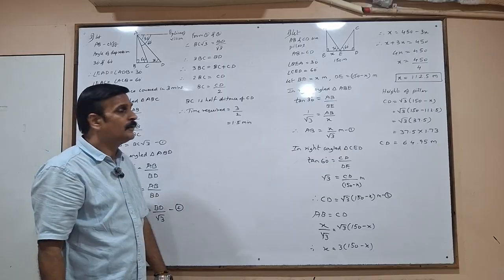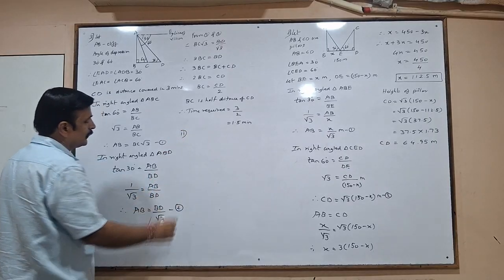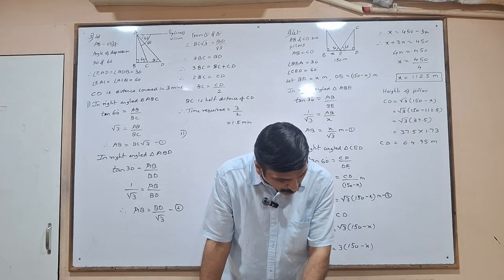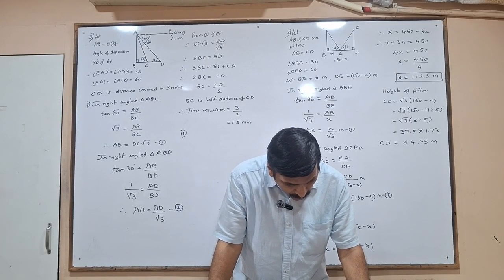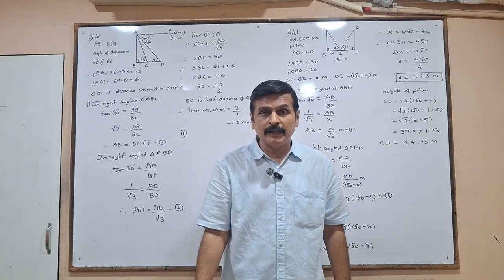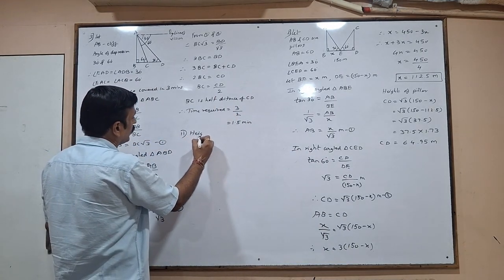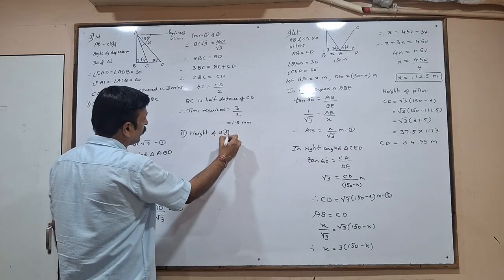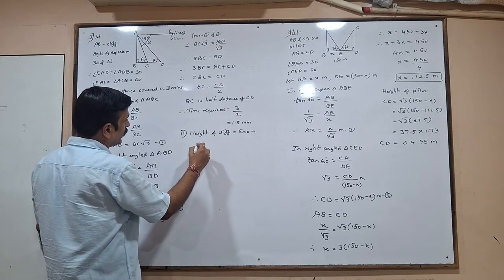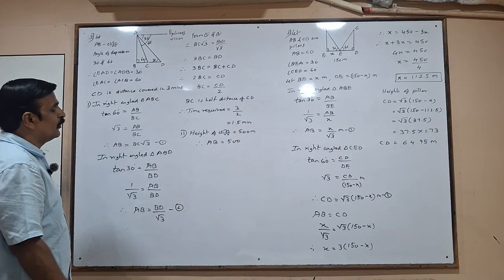Now the second part. You can write here first. Second part, it says find the speed of the boat in meter per second if the height of the cliff is 500 meter. Height of cliff is 500 meter. Height of cliff is given by AB. AB is 500. I want speed.